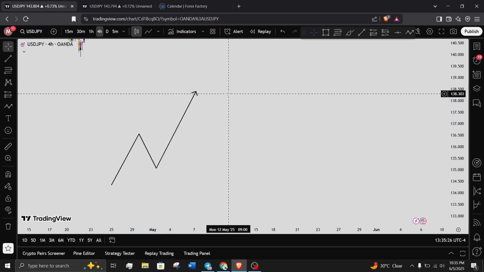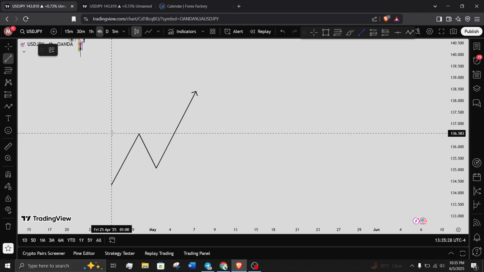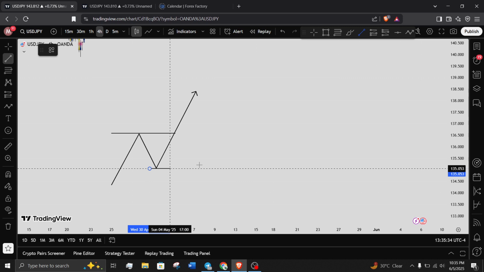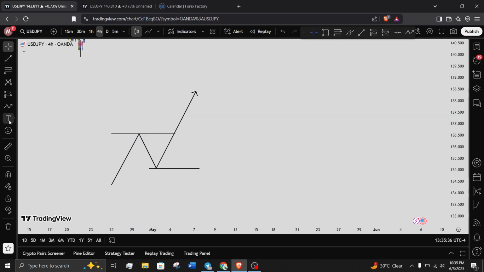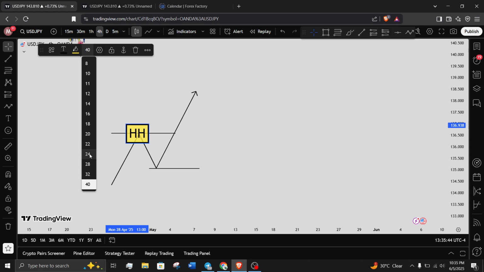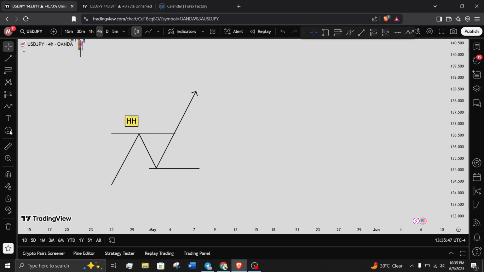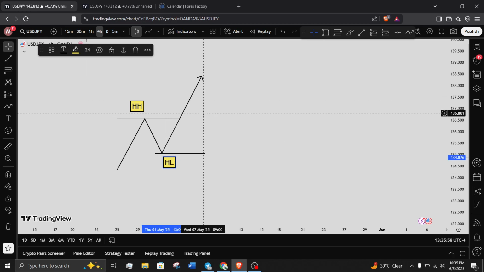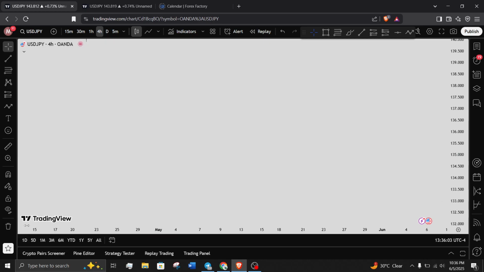I will just mark two things. In an uptrend, this is called your higher high and this is called your higher low. I will text it as well. This is your higher high, and this is your higher low, and it is vice versa in a downtrend. So you just need to look for these two things while marking your structure, and it will help you place the Fibonacci retracement tool on the trend structure.